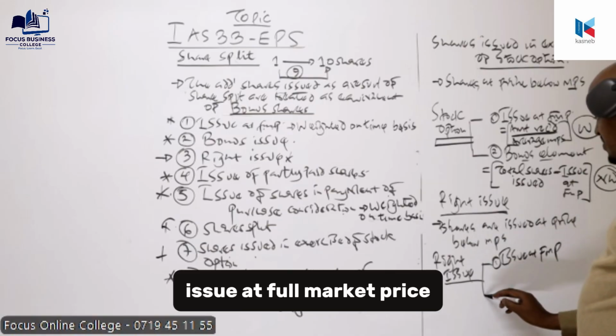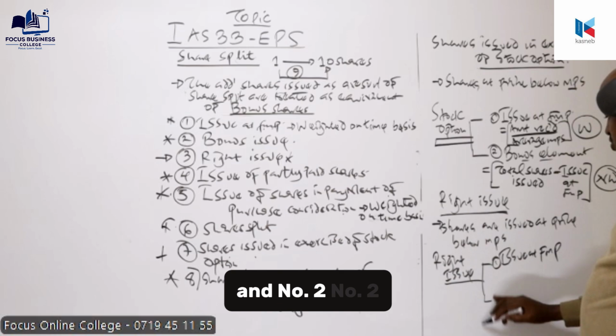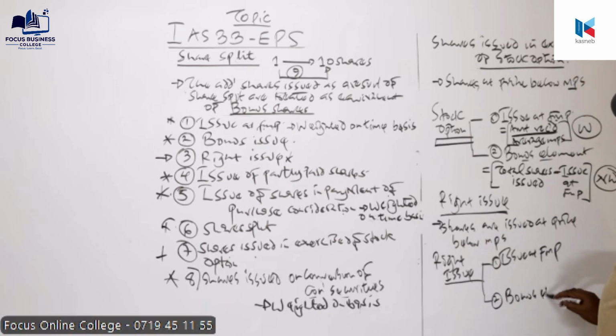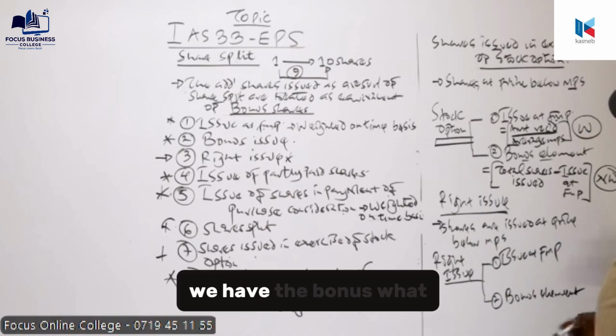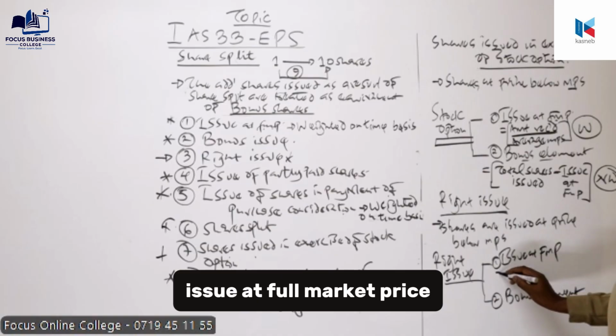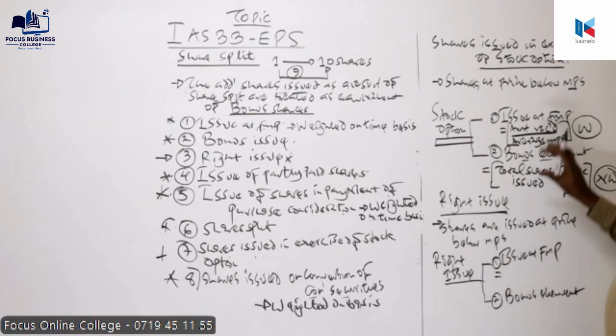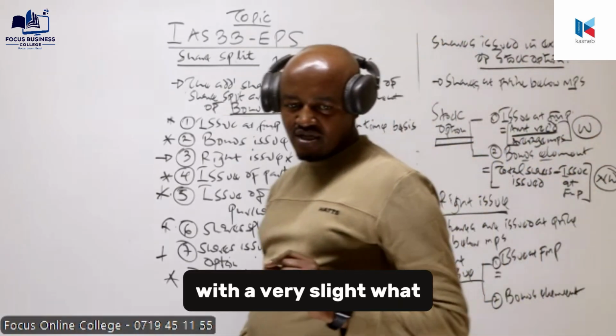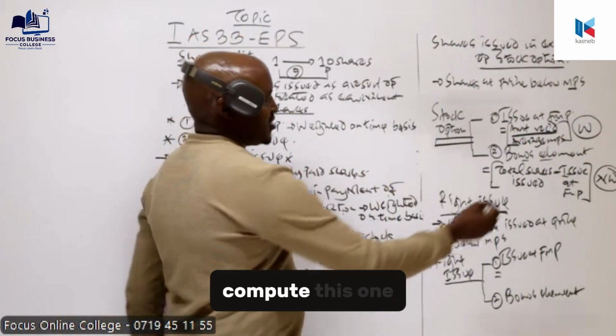Issue at full market price. And number two, we have the bonus element. When we talk about the issue at full market price, how do we compute this one? The computation is the same, but with a very slight difference. So first of all, we compute this one.